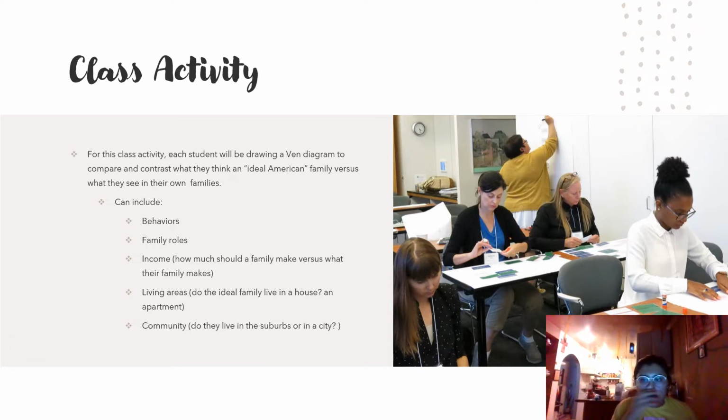Basically, the Venn diagram would be comparing and contrasting what they think the ideal American family is versus what they see in their own families. And this includes behaviors, family roles, income, how much a family should make versus what their family makes if they want to include that, and living areas. Does the ideal family live in a house, an apartment, a community? Do they live in the suburbs or in the city?